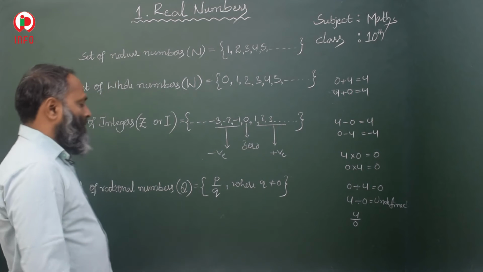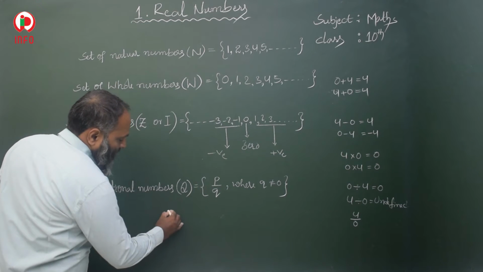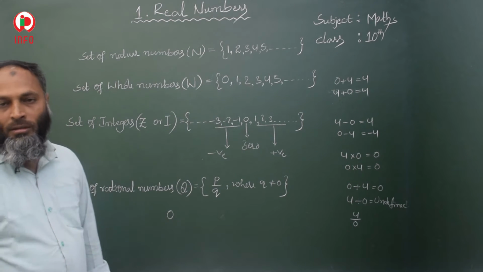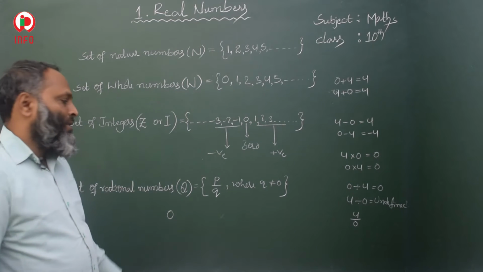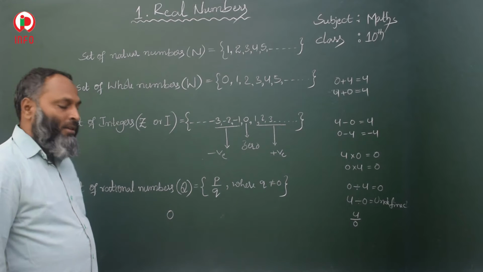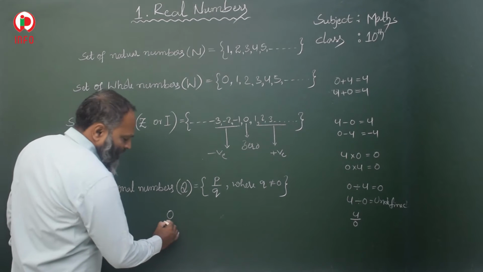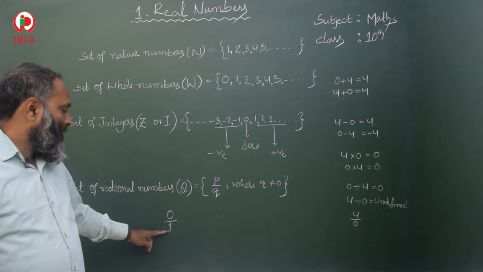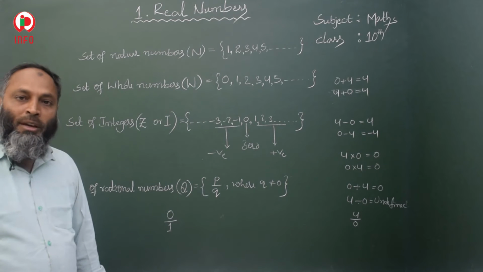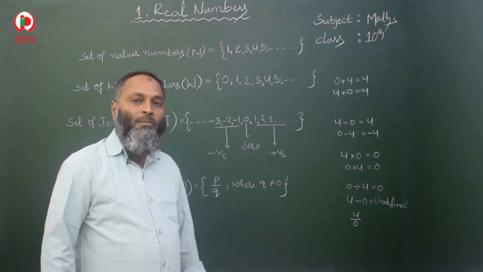So if I ask, what about 0? Is 0 a rational number? No doubt, 0 is a rational number. Why? It does not look like it is in the form of p by q, but it is. There is no denominator shown, which means by 1 is there. That is 0 by 1. 0 by 1 is in the form of p by q, so that is a rational number.